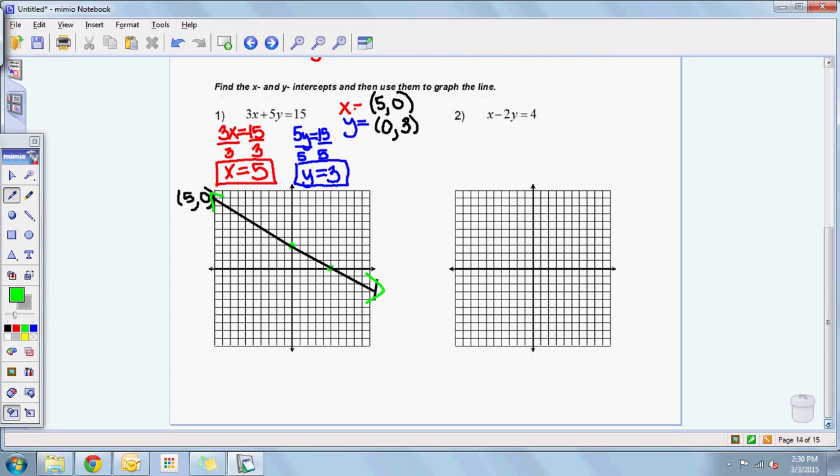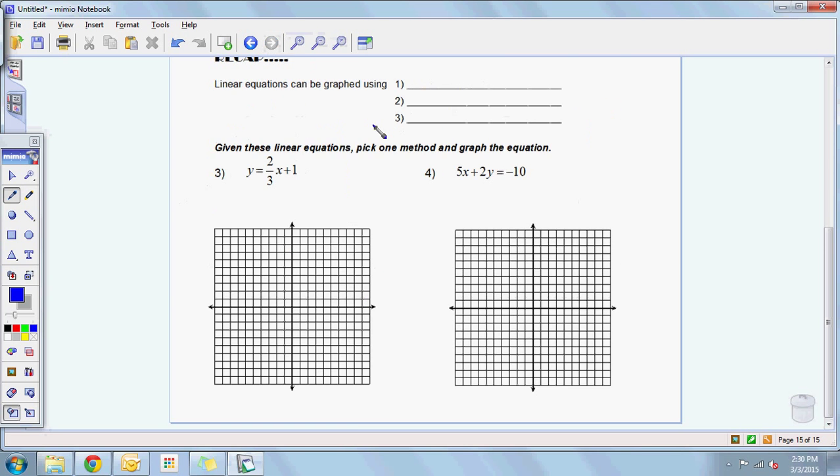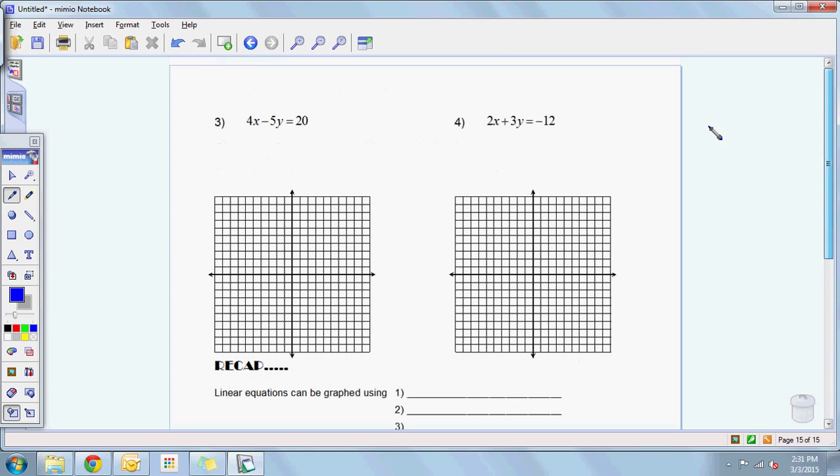Alrighty. I'm going to let you try example number 2 to see how you do. Remember, you're looking for that x-intercept and that y-intercept. You should write them as ordered pairs, and you should be able to graph your line. So go ahead and try that one on your own. All right, let's look at this page here. These are just a couple more examples. So what I want you to do is pause me.